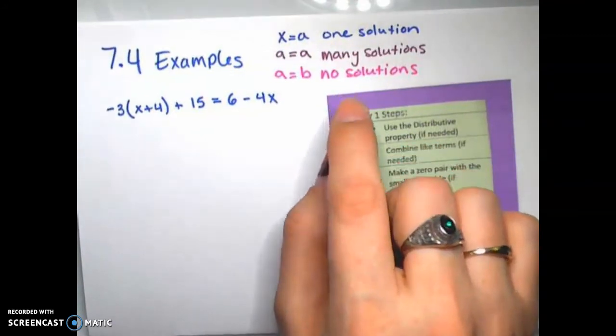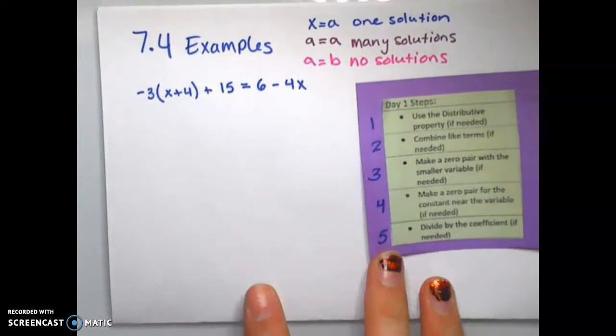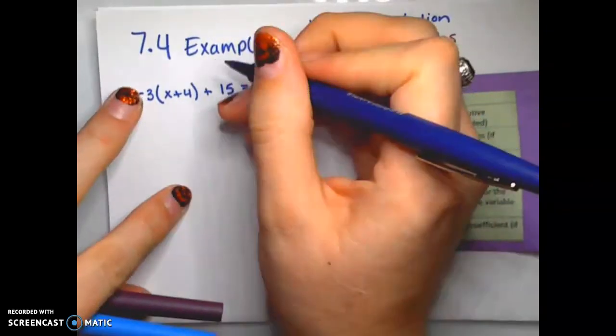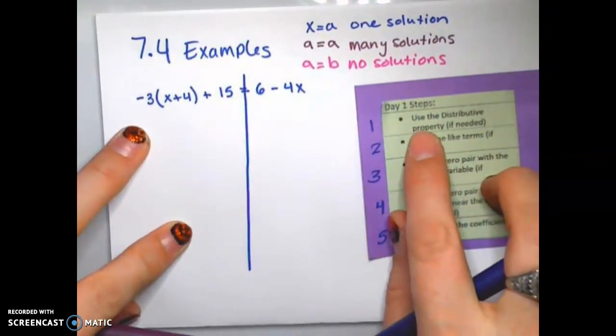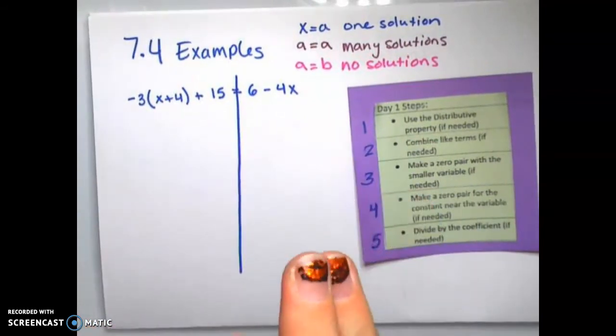So these are just some extra things you have to write at the end of our problem. Otherwise, all the math that you're doing is exactly the same. So let's get to it. So I'm going to put my line down. So first we're going to use the distributive property. Now, we have parentheses, so we need to do the distributive property.